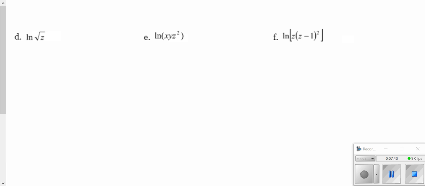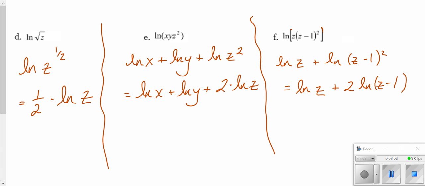All right, same idea here. We're going to think about this square root as being to the 1/2 power. I'll come back to the rest of that. We're going to split this apart and bring the 2 down in front. And for f, we're going to think of multiplication, which will become addition, and the 2 will come down in front. So I'm just going to show you my work here. So on D, 1/2 comes down in front as a multiplier, and that's as good as it gets. Here, all of the multiplication became addition because these are logs, and then the exponent can come down in front as a multiplier. In F, the multiplication becomes addition, and again, the 2 comes down in front.